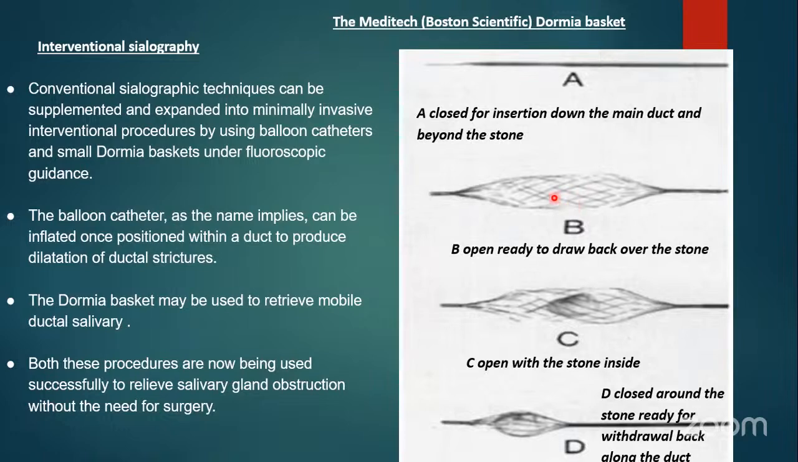So this cannula will be inserted through the duct. It will open up in this meshwork pattern, and it is going to capture your sialolith. Depending on the size of the obstruction, it is going to capture the sialolith, and then you can pull it out. So this is your interventional sialography.